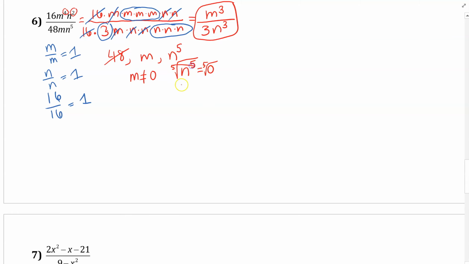Cancel that out, boom. Then n can't be 0. So basically those are my two restrictions for this one, because I cannot let any factor in the denominator be 0. And again, 48 was not something I had to worry about because it's clearly not 0. But m can be different things, so I just can't let it be 0. And then n to the 5th, if n were 0, then n to the 5th would be 0, and so I can't let n be 0 either.